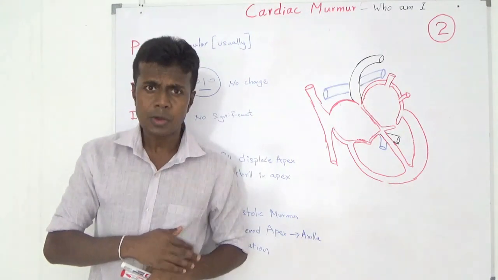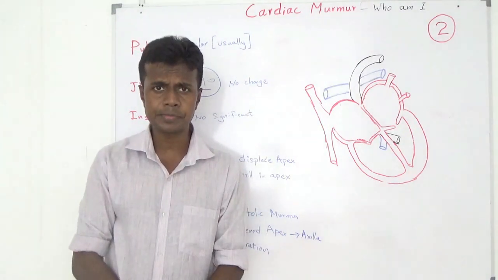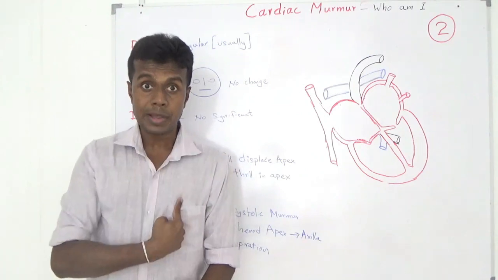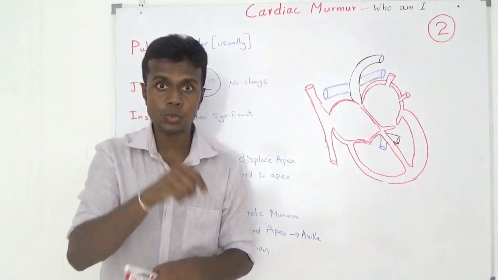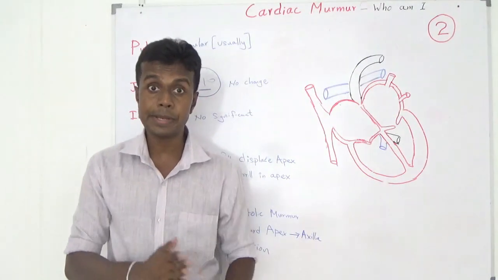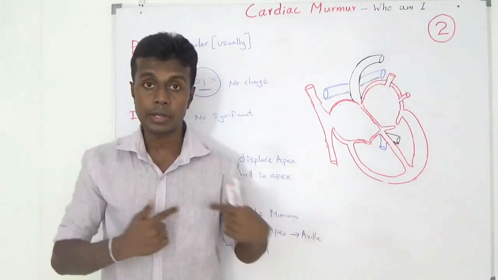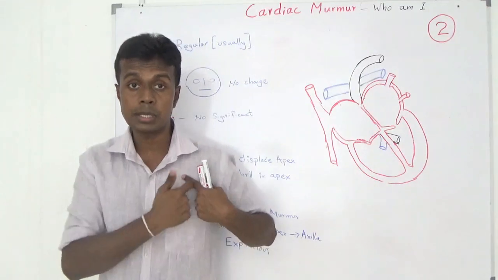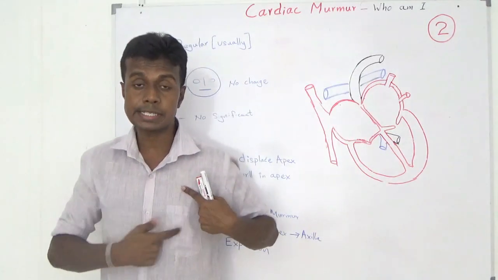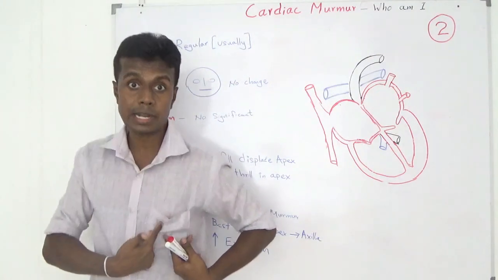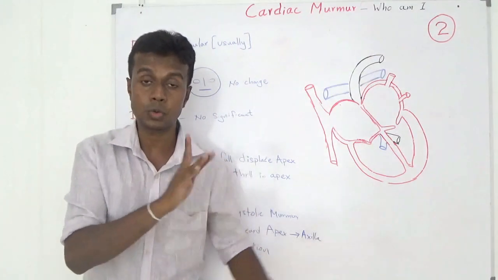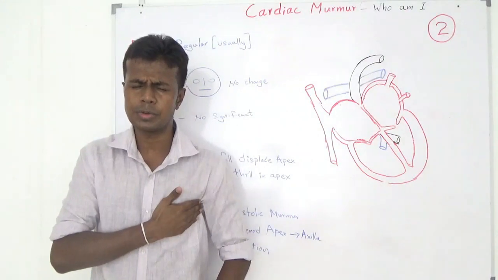Displaced apex? What is the normal position for the apex? Mid-clavicular line, 5th intercostal space. That is where your apex should lie. Now the apex is displaced. It is not in the 5th intercostal space, mid-clavicular line. It is in the 6th intercostal space, mid-axillary or anterior axillary line. It is displaced, and not only that, it is forceful.